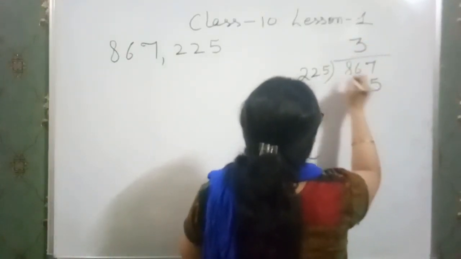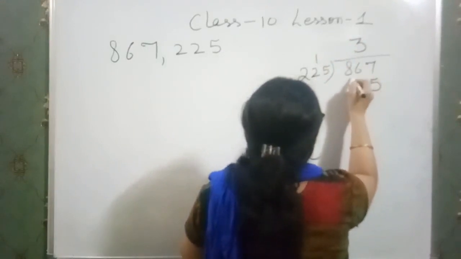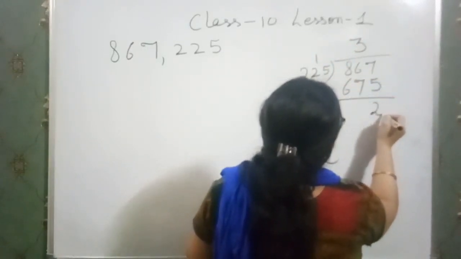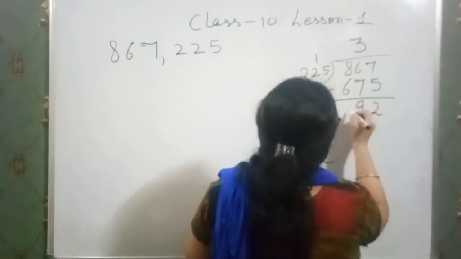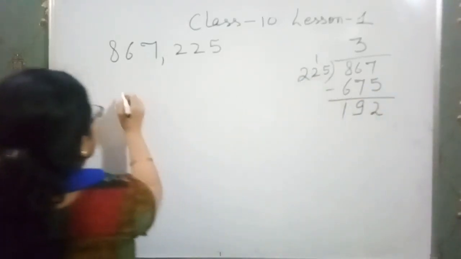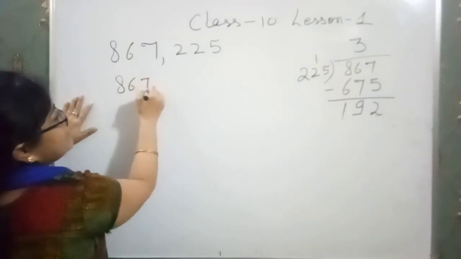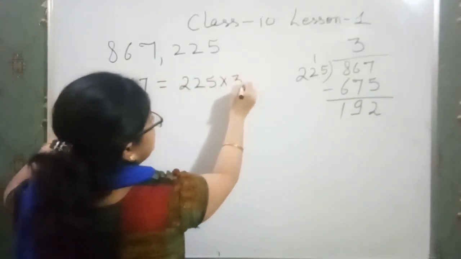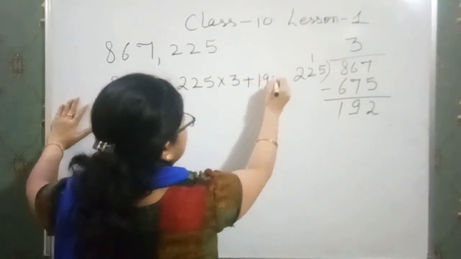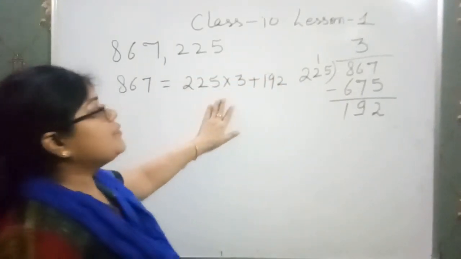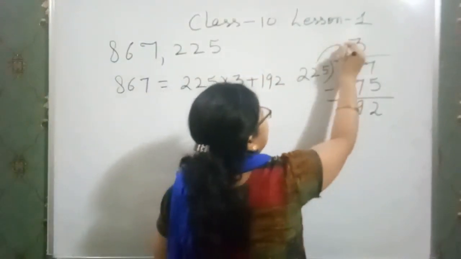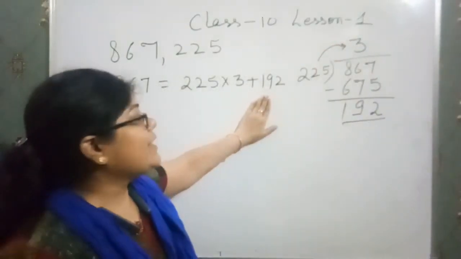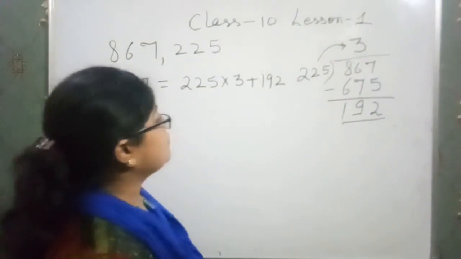5 3s are 15, 3 2s are 6, 1 7, 3 2s are 6. Now subtract it, that is 2, 9 and 1. So we are left with 867 is equal to 225 into 3 plus 192. This step is very important. You have to multiply these two and add this one when we write it in the algorithm form.